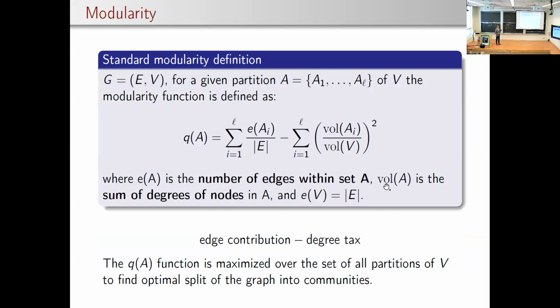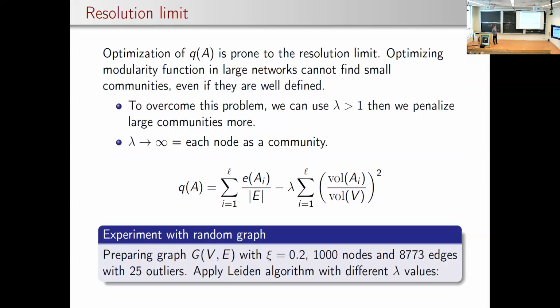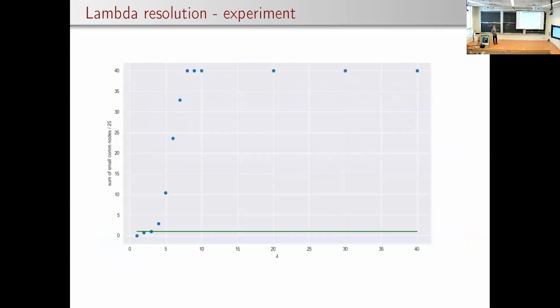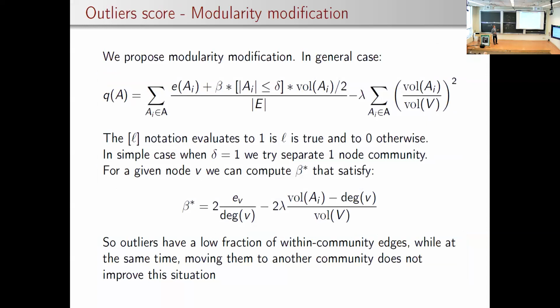This is the definition of the volume of set A. This is the sum of degrees of nodes in A, because this is for each community. So E with subscript V is for this node how many edges it has within community A_i, within the community to which it would be assigned if we set beta to 0, so like with original modularity.